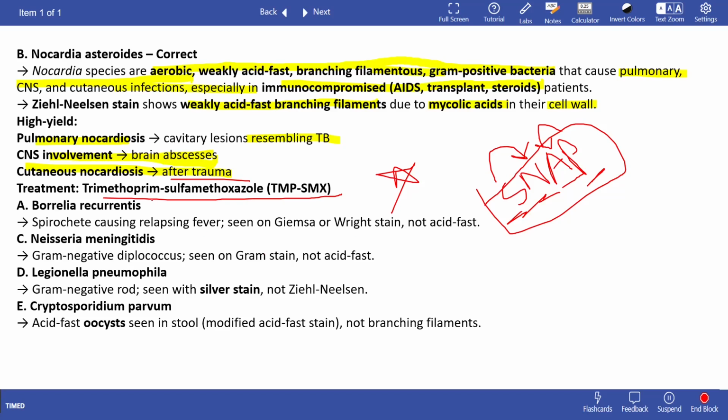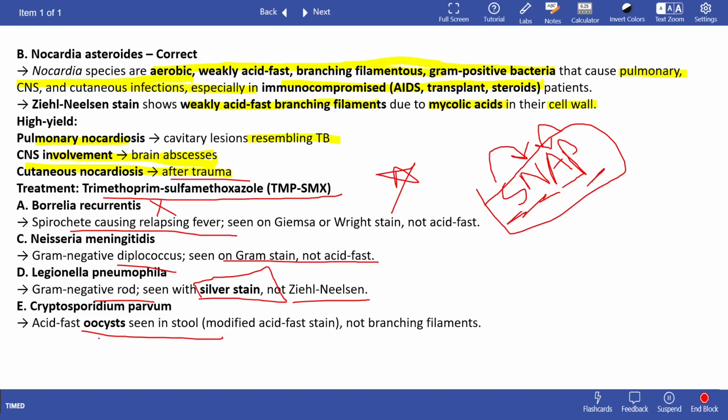A little description about the other organisms. Borrelia recurrentis is also a spirochete that causes relapsing fever. This is not important for Step 1. Neisseria meningitidis is a diplococcus organism. It can be seen on Gram stain. It's not acid-fast. Legionella is a gram-negative rod. It can be seen with silver stain only and not Ziehl-Neelsen stain. Cryptosporidium parvum can be seen as oocysts because it is a parasite. It is sort of a fungus.